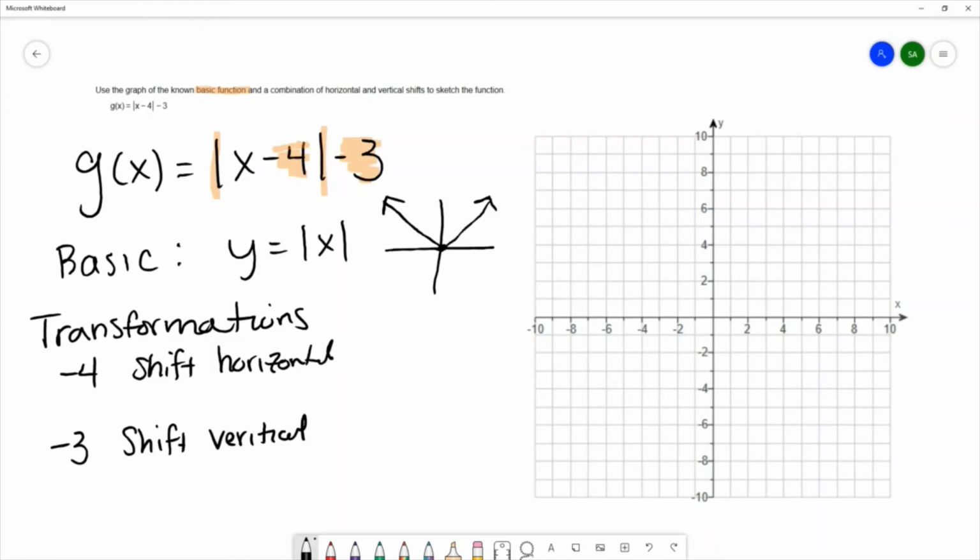A horizontal shift is left and right. This being a minus means that we're going to shift to the right 4. Vertical shifts are up and down, and this is a minus, so it will be down.